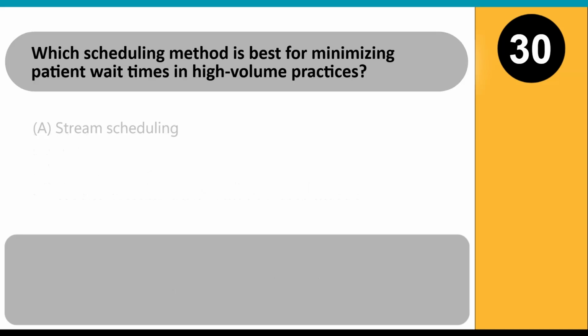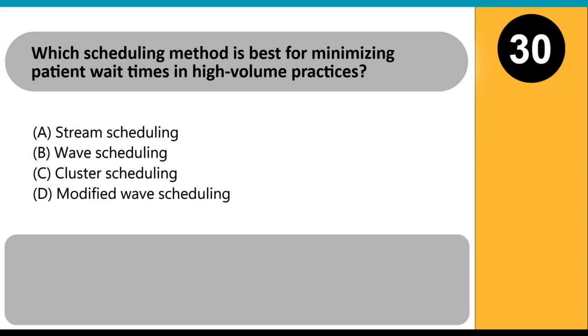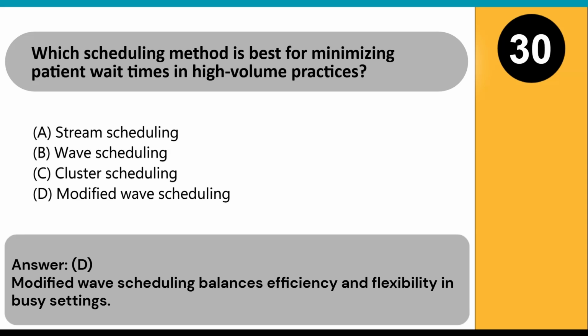Which scheduling method is best for minimizing patient wait times in high-volume practices? A. Stream scheduling. B. Wave scheduling. C. Cluster scheduling. D. Modified wave scheduling. Answer: D. Modified wave scheduling balances efficiency and flexibility in busy settings.